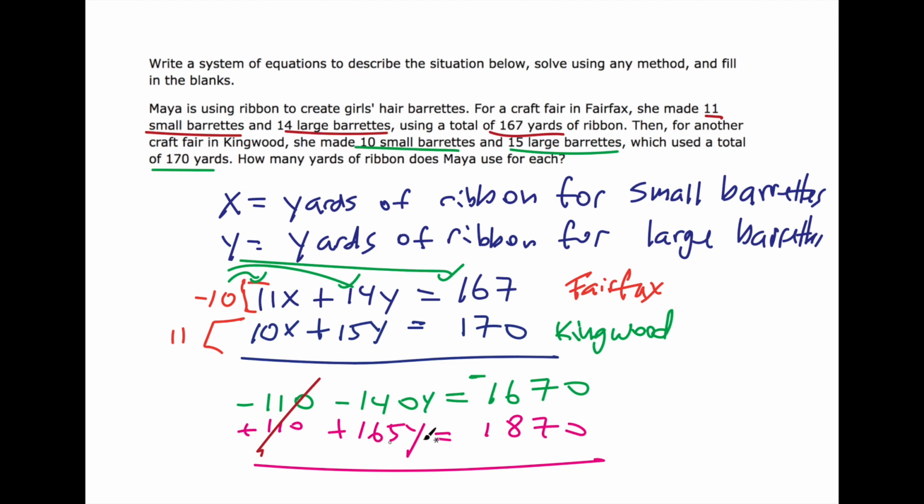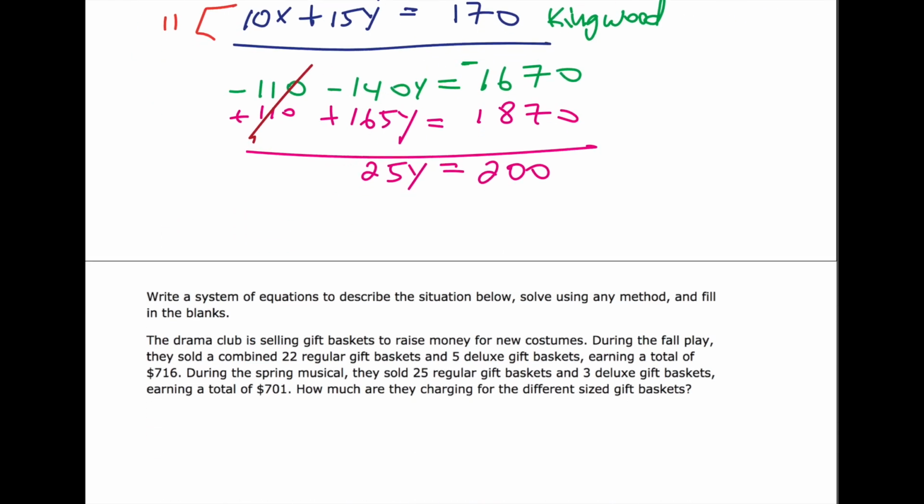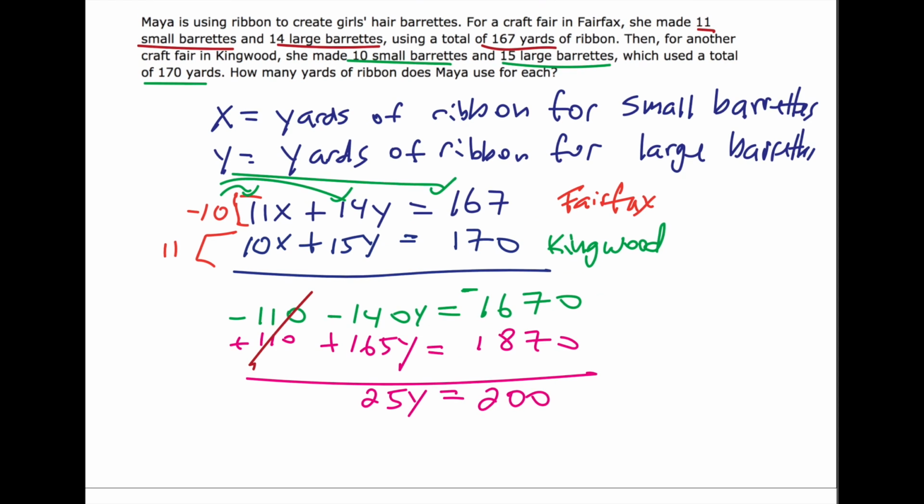All right, so there's 165 minus 140, which is 25y. Then we're going to do 1870 minus 1670, which is 200. So now we'll divide. Oh, you got a sneak peek at the next problem. Okay, so now we're going to divide by 25, and we have y equals 8.